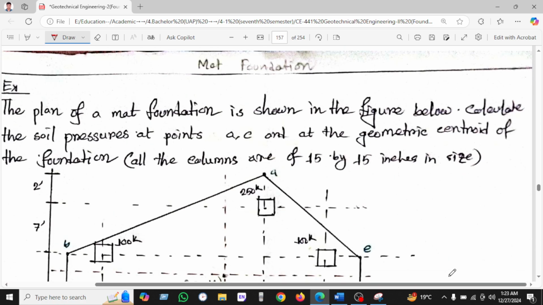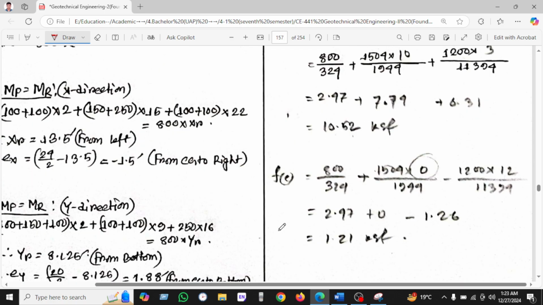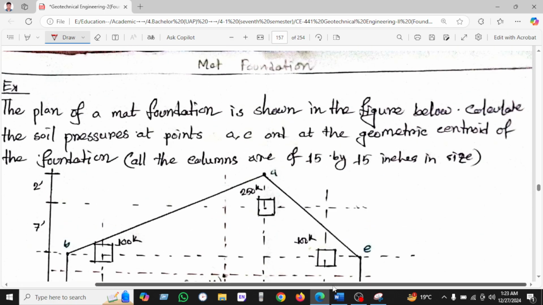Okay. Maybe this is our last math. This is our last math. So let's see.